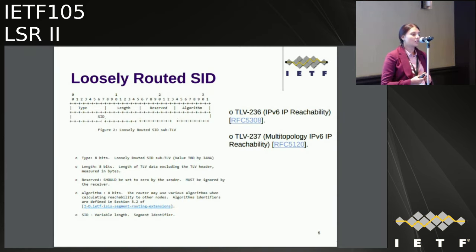Loosely routed SIDs look very similar to node SIDs in SR-MPLS, and they get advertised in TLV 236 and 237. It has type, length, and per-algorithm SID, and the size of the SID is represented with the length, and this gets advertised in IPv6 reachability.